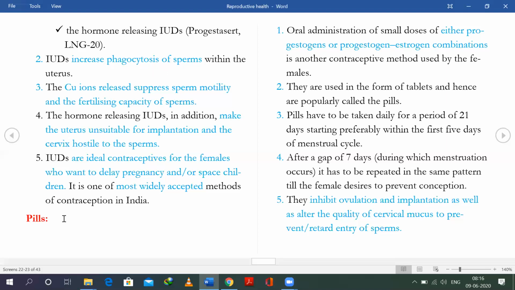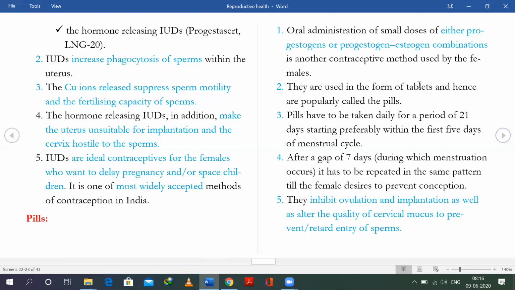And the next contraceptive method that we have is the pills. These are the oral pills. What are oral pills, and what is the composition of these oral pills? They contain progestogens, and that means progesterone or estrogen. Or simply they will have progesterone, or the combination of estrogen and progesterone as well. So these are the pills that we have.